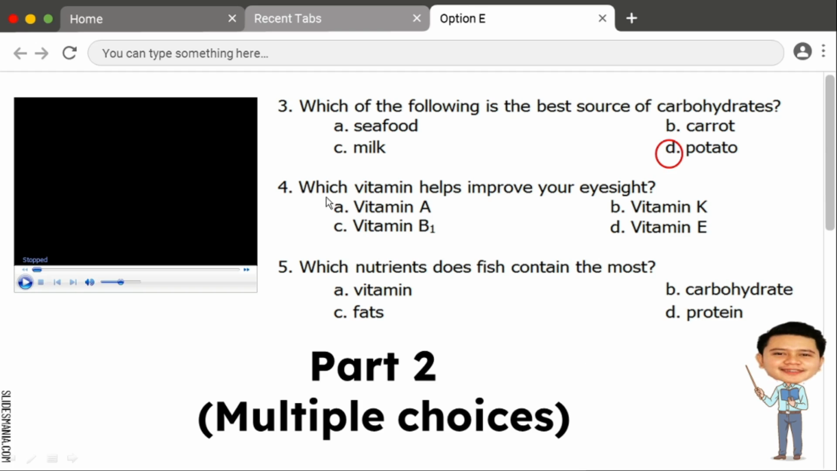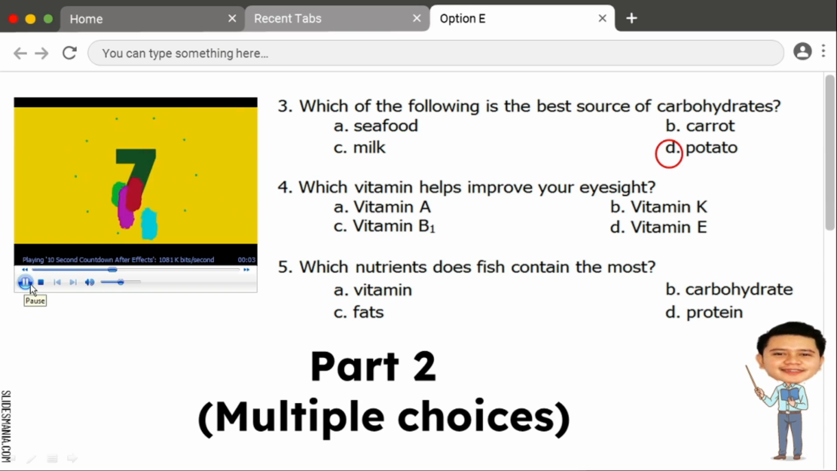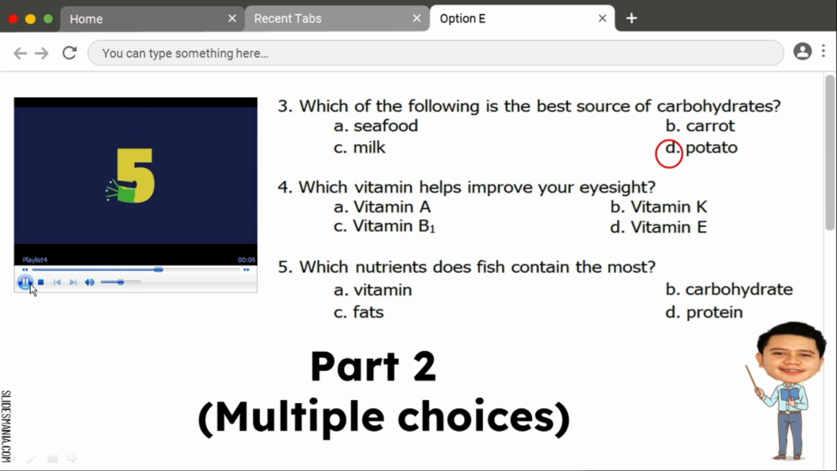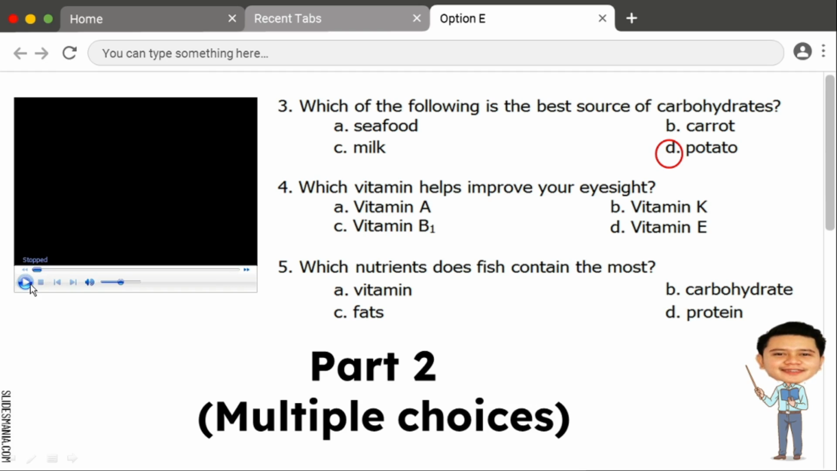Next, number 4. Which vitamin helps improve your eyesight? A, vitamin A, B, vitamin K, C, vitamin B1, or D, vitamin E? 10 seconds. Alright, so the correct answer is letter A, vitamin A.